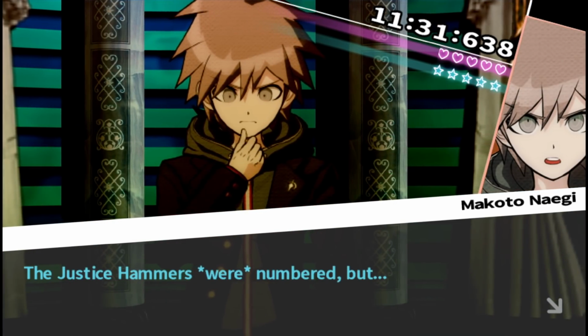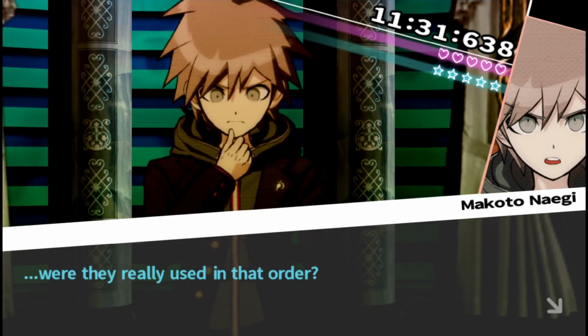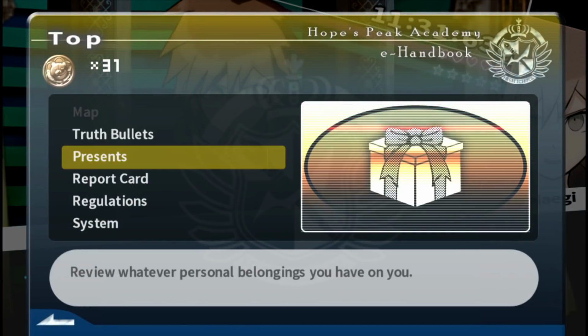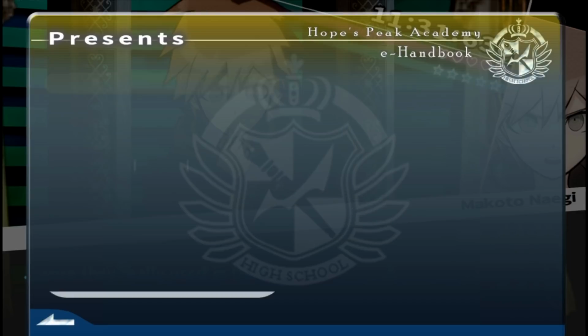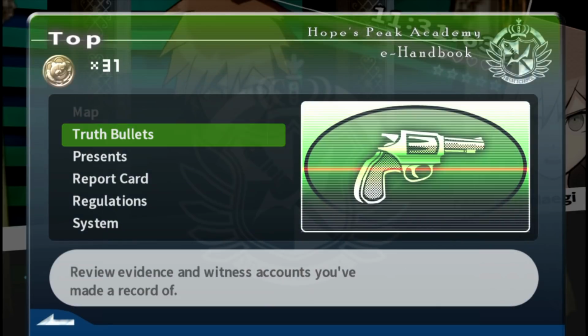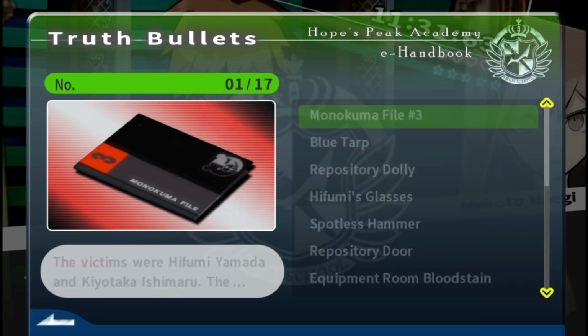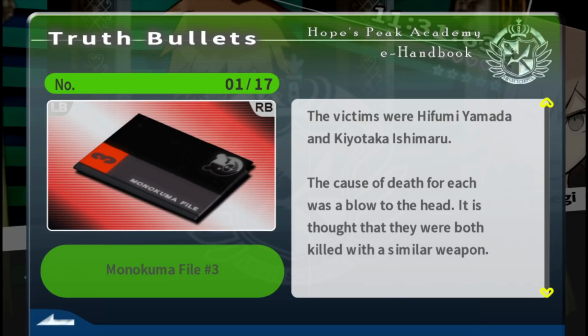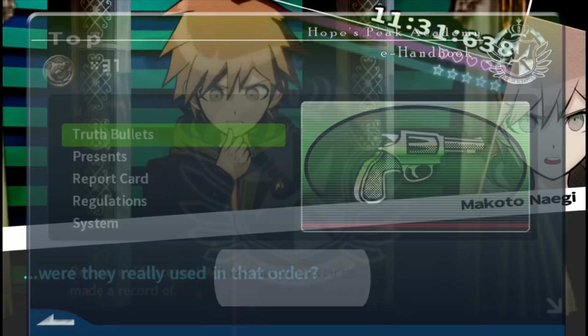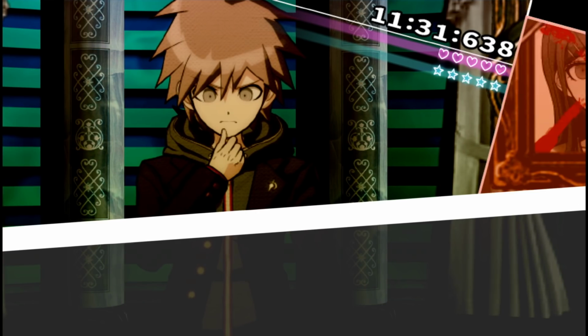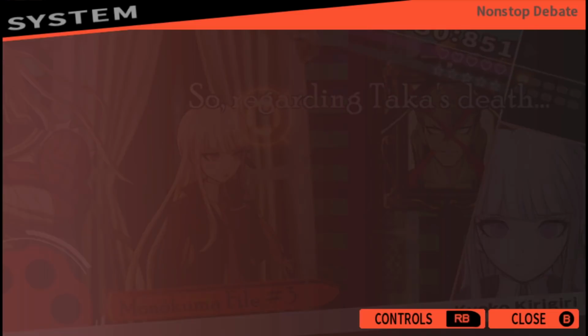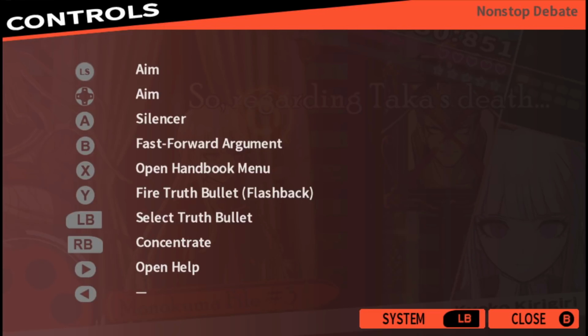Justice Hammers were numbered, but are they really used in that order? I was gonna say, I think we have to actually do a thing there, because if it's the Monokuma file, that's a present, not... I thought that was like present, not present. God damn it, I'm so dumb. You didn't see the S. Played too much Ace Attorney. Because both victims were killed with a similar weapon. Yeah, I'm gonna have to do a little suction on this one. Do you remember how to do that? I think it's the Y button. Do you want to check? I'll check the controls just to make sure.